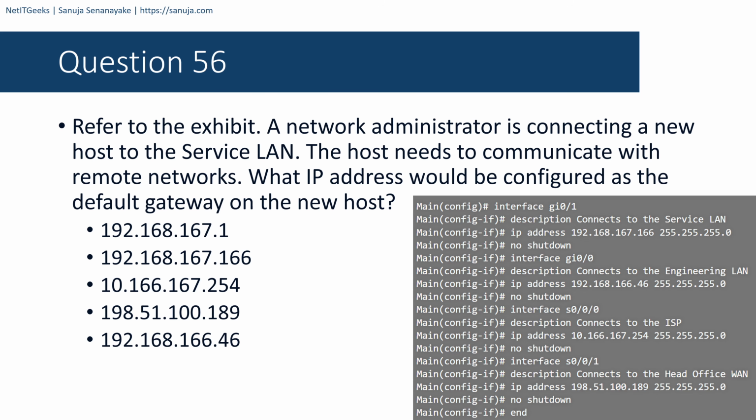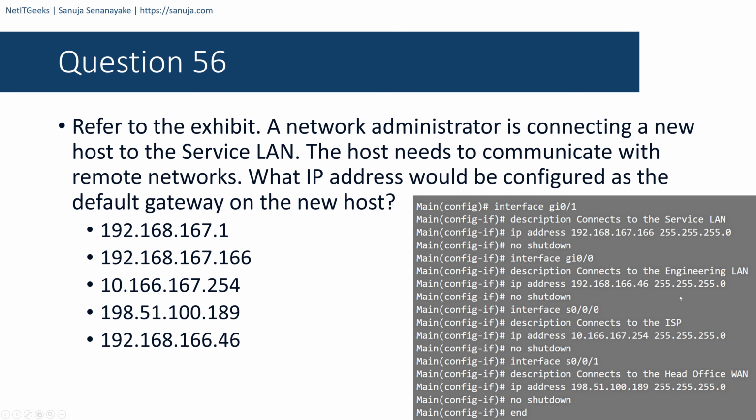Question number 56. Refer to the exhibit, which is the exhibit on the bottom right hand corner here, a screenshot of, again, a configuration of a Cisco device. A network administrator is connecting a new host to a service LAN. The host needs to communicate with the remote network. What IP address would be configured as the default gateway on the new host? This is the exact same question that I gave you on the previous questions, except the screenshot is different. So now we are connecting to something called service LAN.